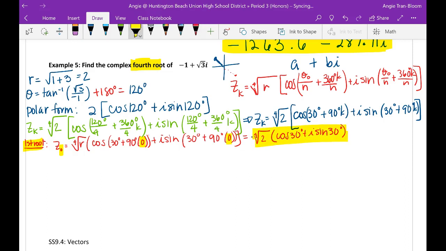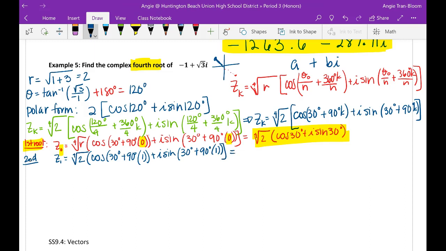Highlight that up. Second root, different color so we can see it. For the second root, I would now start with z of 1. That means k is 1. So this is still the fourth root, your radius is 2. Cosine of 30 degrees plus 90 degrees times k. k is 1 right here, so I'm going to plug in 1 for k. So now i sine, and then the same exact thing over here. Now 90 times 1 is 90. So I'm just really adding 90 for each root from here on out.